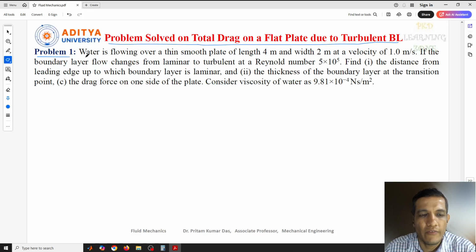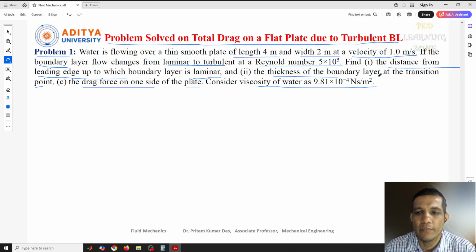The problem here: water is flowing over a thin smooth plate of length 4 meter, width 2 meter, at a velocity of 1 meter per second. If the boundary layer flow changes from laminar to turbulent at Reynolds number 5 into 10 to the power 5, find first, the distance from the leading edge up to which the boundary layer is laminar; second, the thickness of the boundary layer at the transition point; and third, the drag force on one side of the plate. Consider the viscosity of water as 9.81 into 10 to the power minus 4 Newton second per meter square.